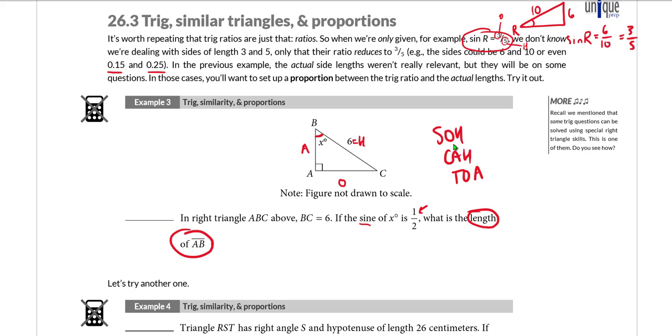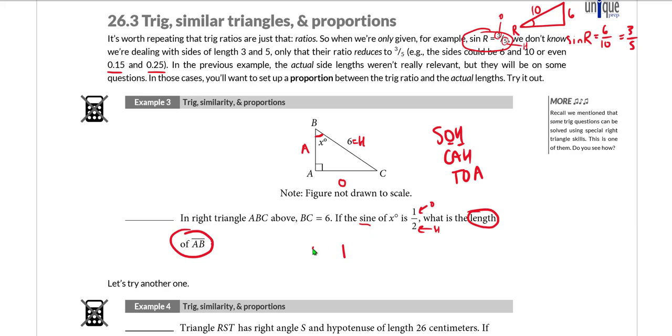So that 1 is the opposite, and that 2 is the hypotenuse. But if we look at the hypotenuse, we don't have a 2 here. We have a 6. Some students will get confused by that. They'll say, why is there a 6 over there when there's supposed to be a 2? Remember that this 1/2 is a reduced or simplified relationship. What do we do? We set up a proportion.